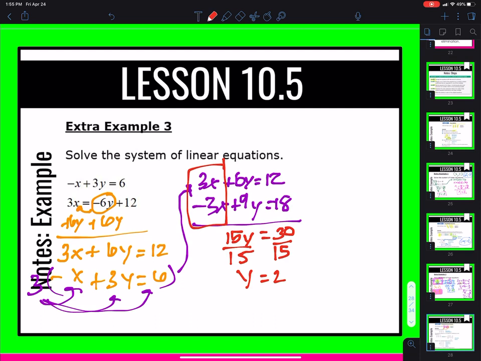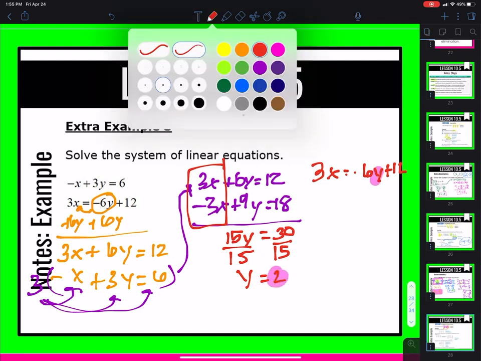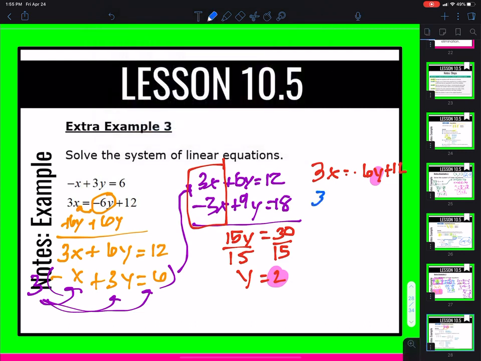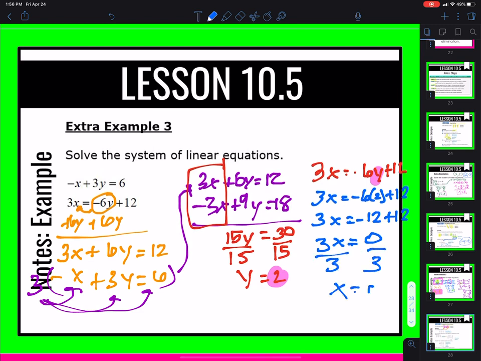Let's see, we can plug it into the 3x equals negative 6y plus 12. I'm going to take this 2 right here, and I'm going to plug it in for that y value up there. So I'm left with 3x equals negative 6 times 2 plus 12. 3x equals negative 12 plus 12. 3x equals 0, because negative 12 plus 12 cancels out. Divide by 3. x equals 0.